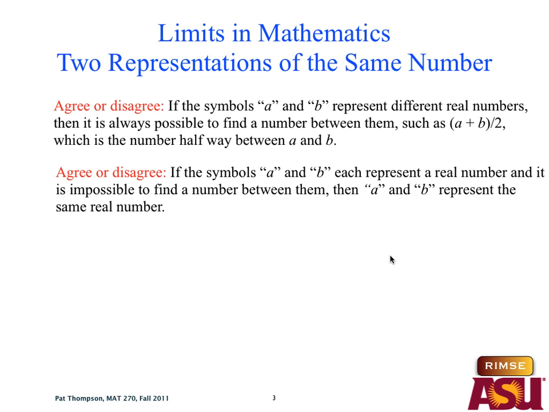If the symbols A and B each represent a real number, and it is impossible to find a number between them, then those letters actually stand for the same number. How many agree? Tori's thinking of a number, she's calling it A. Miles is thinking of a number, he's calling it B. And we try to guess numbers between them, and whatever number we guess, but if we find that it is impossible to find a number between A and B, what do we have to conclude about their numbers? They're the same. If it's impossible to find a number between A and B, then A and B have to represent the same number. Okay?